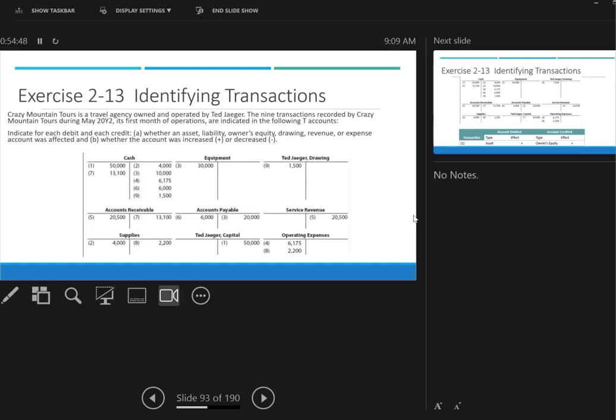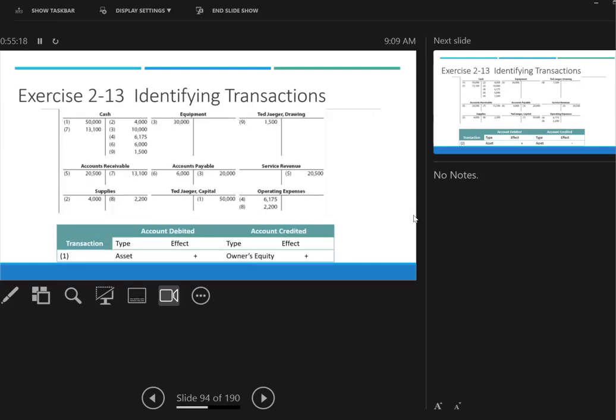This one is looking at transactions and trying to decide what happened. Okay? On this one, number one, do you see a $50,000 up in cash as a debit? And then do you see a Ted Jaeger Capital of $50,000 as a credit? What do you think happened there? He invested $50,000 in deposited cash. Do you see the asset increased and the owner's equity increased?